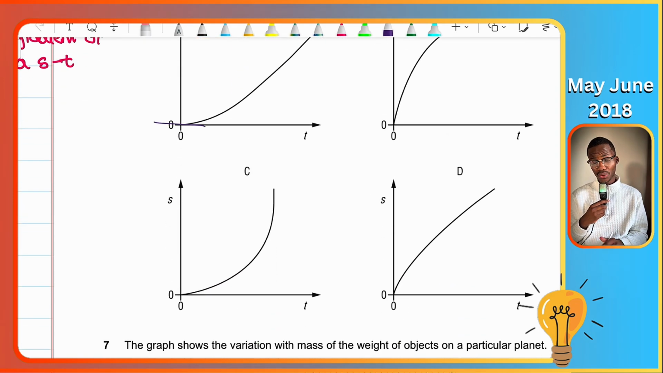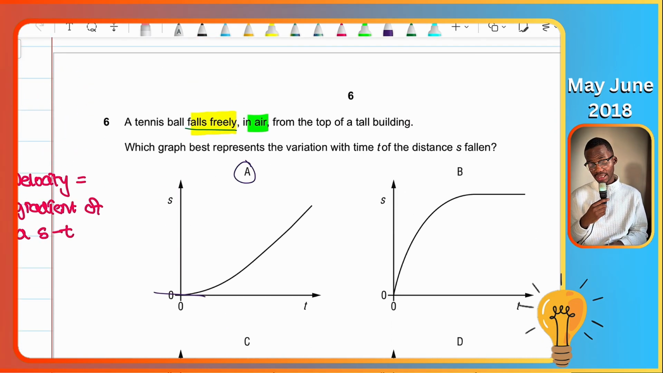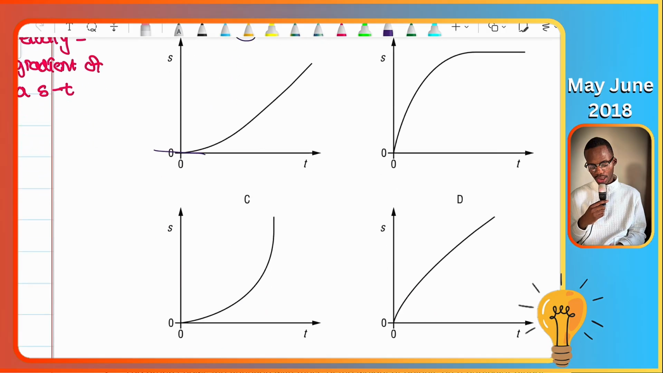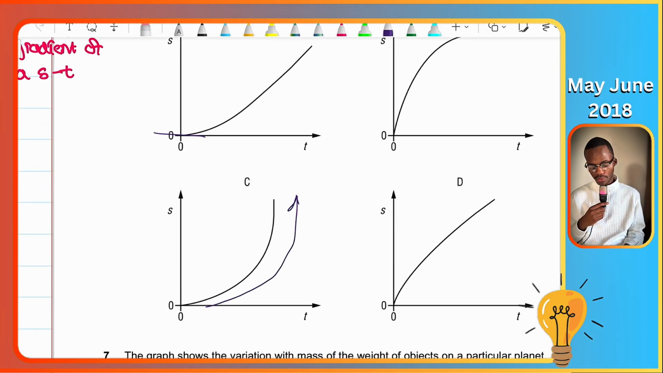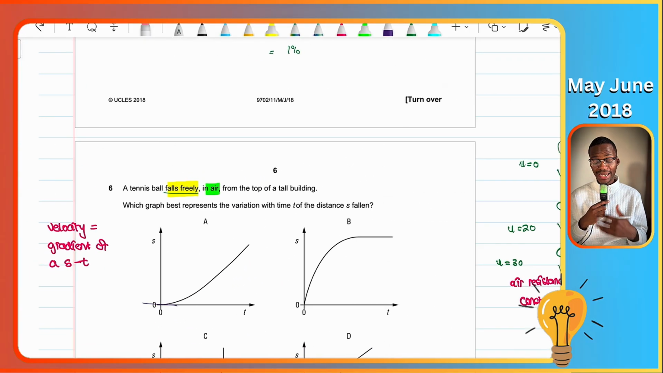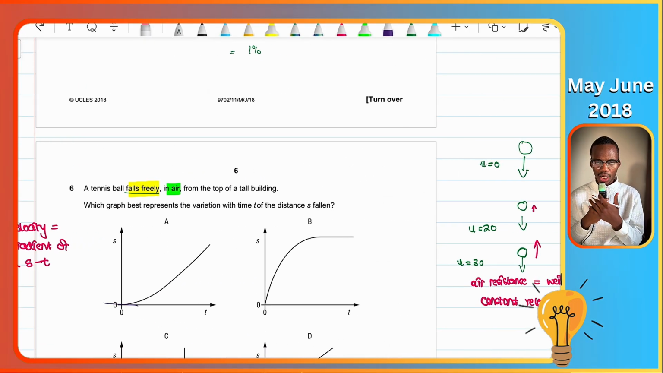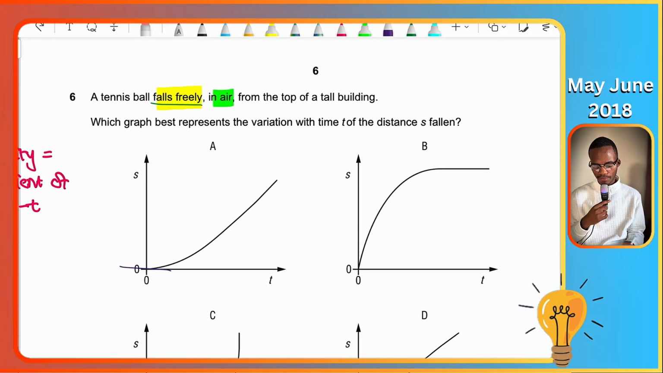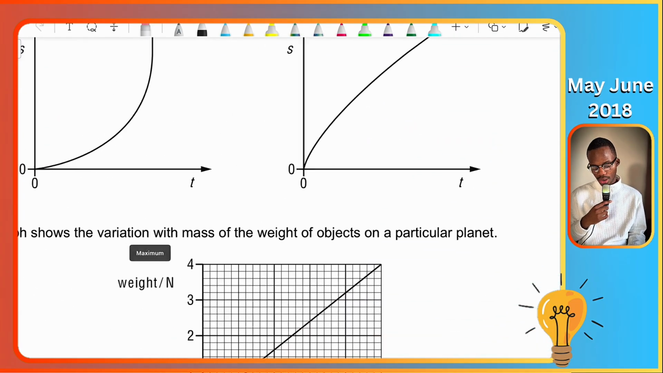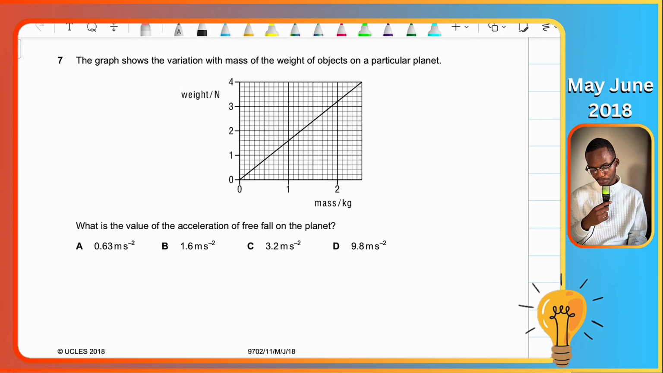If you look at C, I thought at first it was C. If the question had said falls freely without air resistance, the velocity would just keep on increasing as we fall, right? The gradient keeps on getting bigger and bigger. But that's not the case because the question said falls freely in air. So we have to consider air resistance. We can't neglect it. So that was the difficulty of this question. So the correct answer is going to be A. Move on to question number 7.